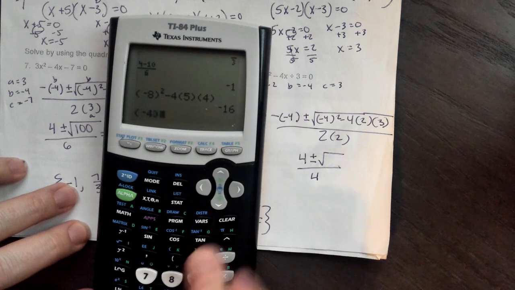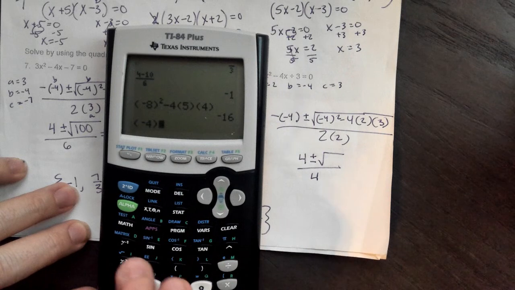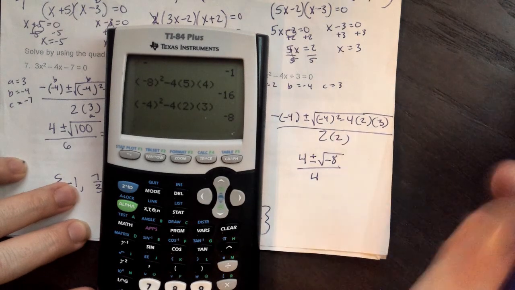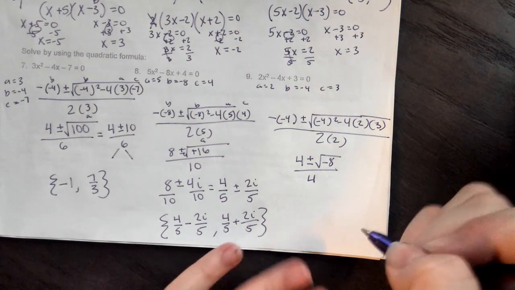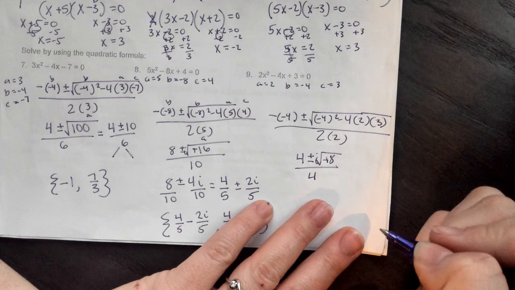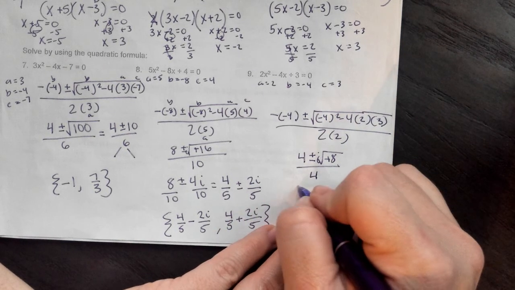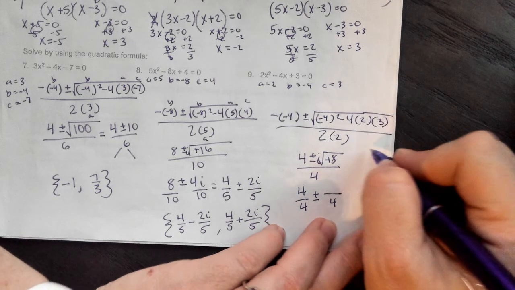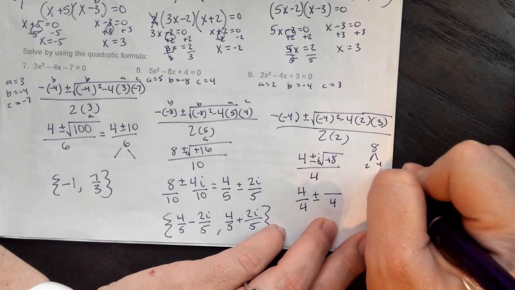So negative 4 squared minus 4 times 2 times 3. And I get negative 8. So we just have to simplify. That's going to be an i. These are going to simplify also, so I'm going to go ahead and separate. And I need to figure out what 8 simplifies to. So 2 times 4 and 2 and 2.